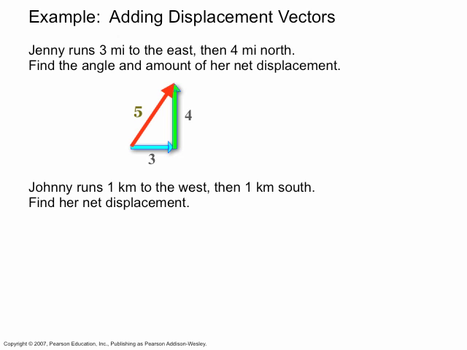By the same head-to-tail method, if Johnny runs 1 kilometer to the west and then 1 kilometer south, the net displacement is adding 1 plus 1. Using Pythagoras' theorem, 1 squared plus 1 squared is equal to 2. And so the net displacement is root 2.